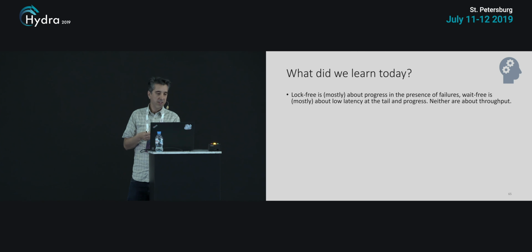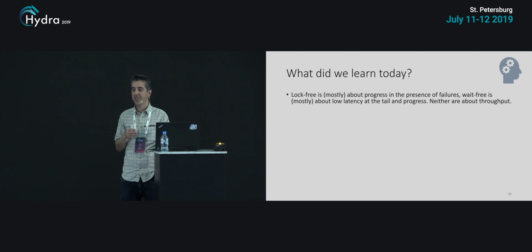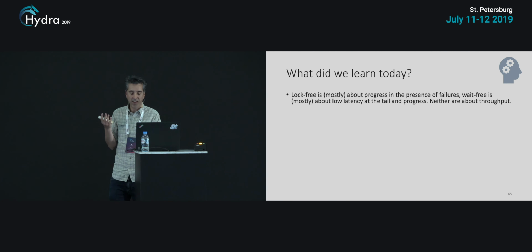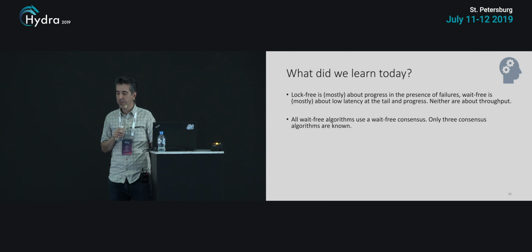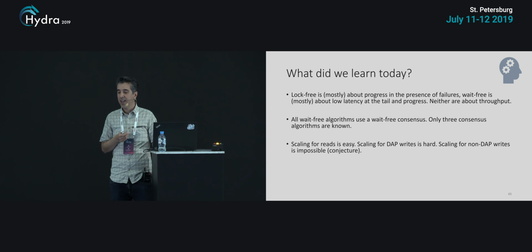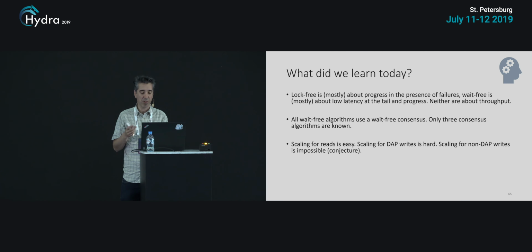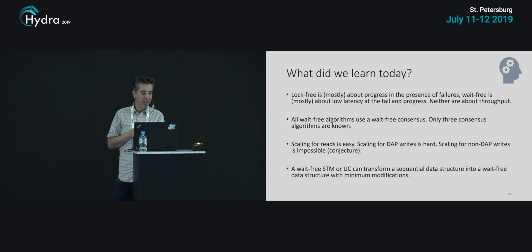So what did we learn today? Well, lock-free is mostly about progress. Wait-free is mostly about tail latency. Again, these are kind of opinionated, but neither are really about throughput, typically. And to do a wait-free algorithm, you need a wait-free consensus. And scaling for reads is easy. Scaling for disjoint access parallel writes is hard. And scaling for non-disjoint access parallel writes is probably impossible, but that's my conjecture.